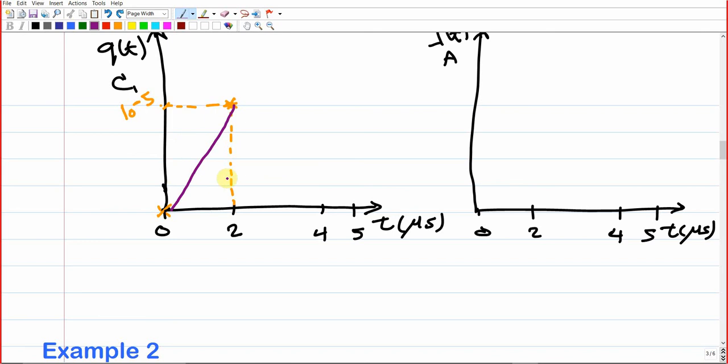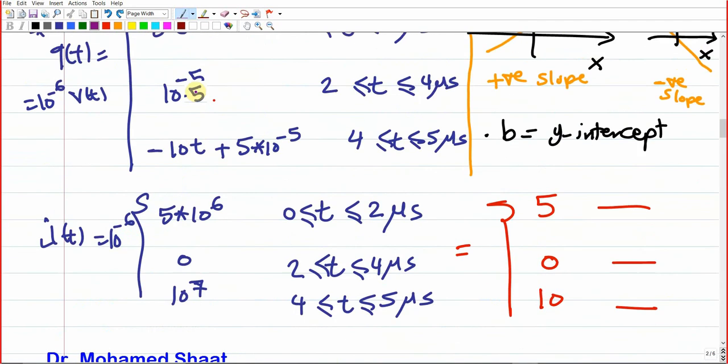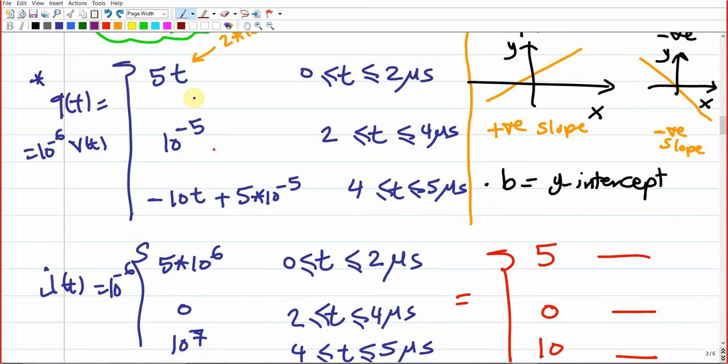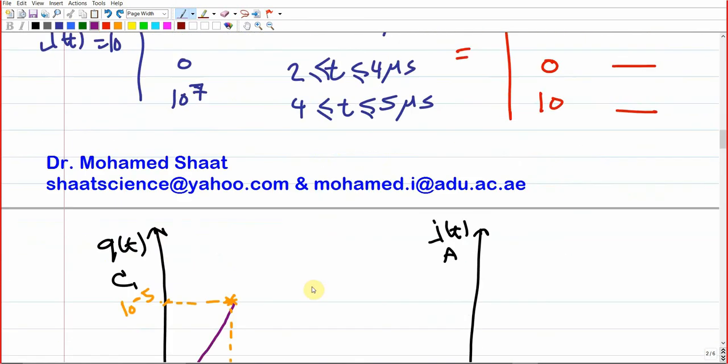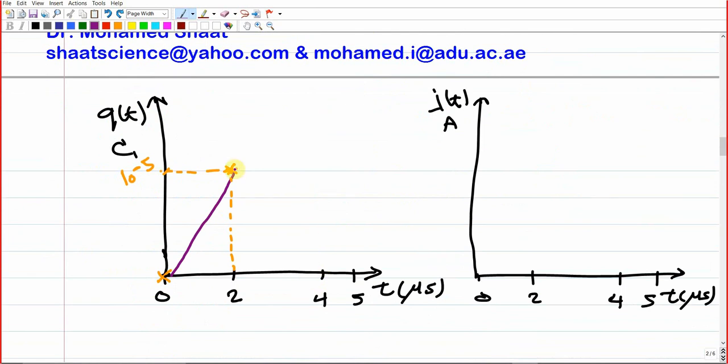Why are we connecting with a straight line? Because it is a linear function here. Make sense? How about this second period? The second period is 10 to the power negative 5. It is a constant period between 2 and 4. It means that we have a constant value of 10 to the power negative 5, the same value between 2 and 4, as given here.